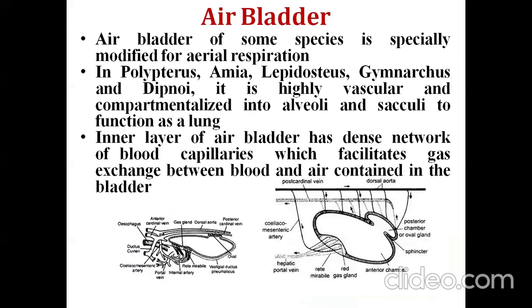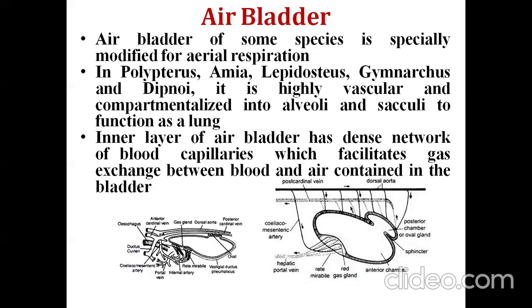So the next one is about the air bladder. How is the air bladder going to act as an accessory respiratory organ? The air bladder of some species is specifically modified for aerial respiration. So this is not for the aquatic one. This is meant for aerial respiration, that is, outside the water.